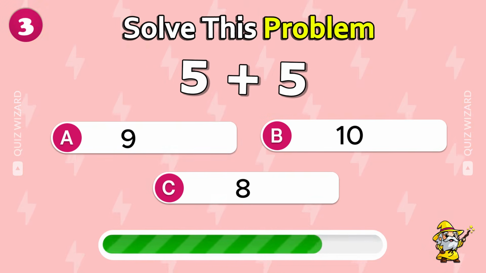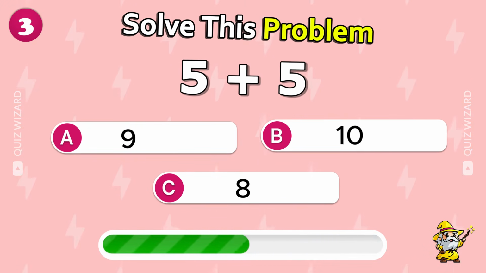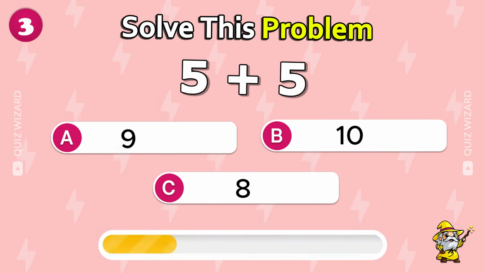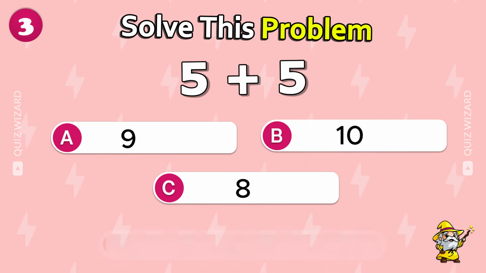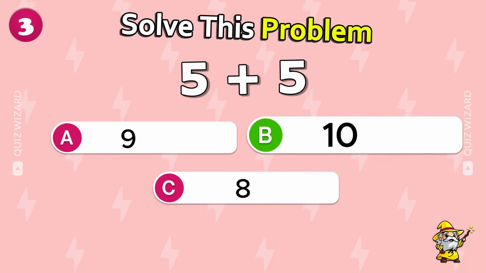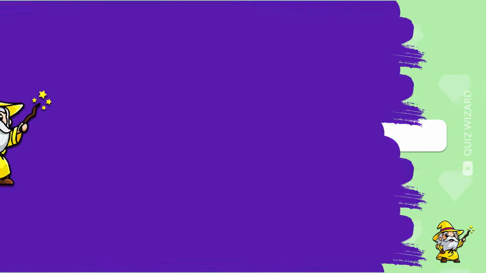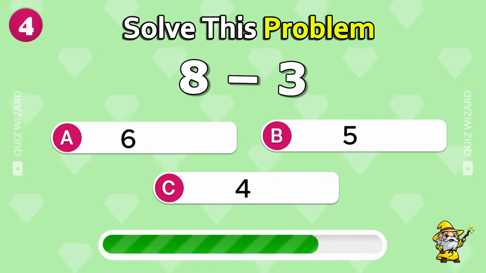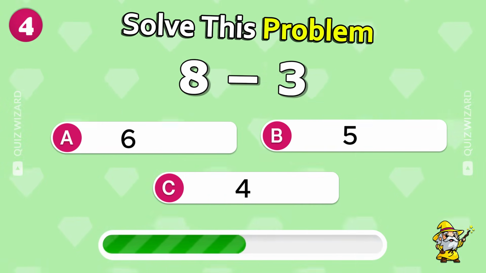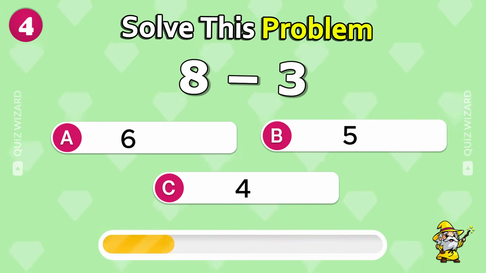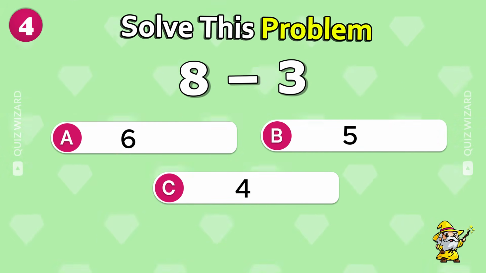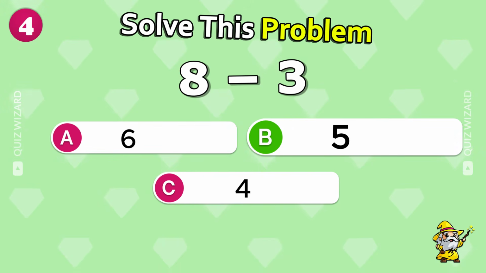What is 5 plus 5? 9, 10, 8. Correct is 10. How much is 8 minus 3? 6, 5, 4. Correct is 5.